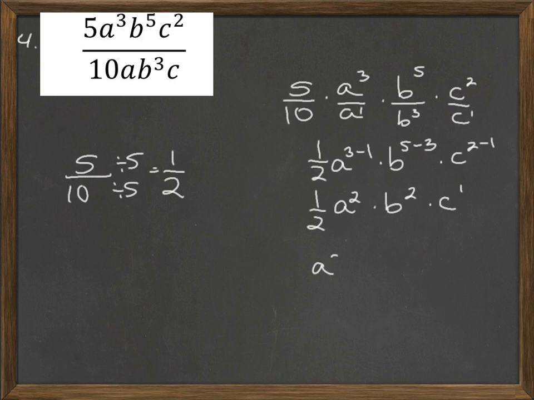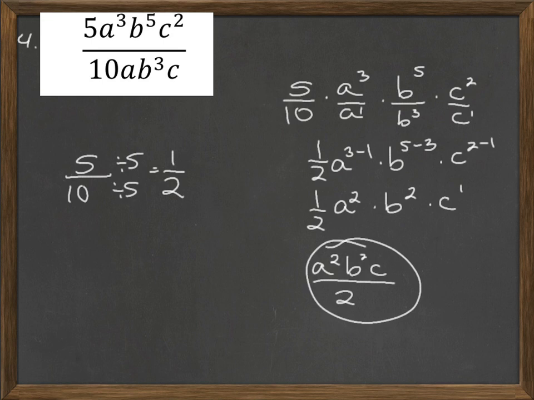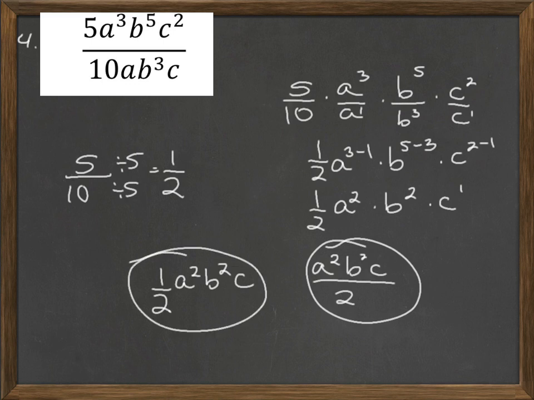So I can write my final answer as a squared b squared c all over 2. This is a valid way to write it. If you would prefer, you could also write it as 1/2 a squared b squared c. That's also a valid way to write your answer. So either of those would be correct and get you full points on any assignment.